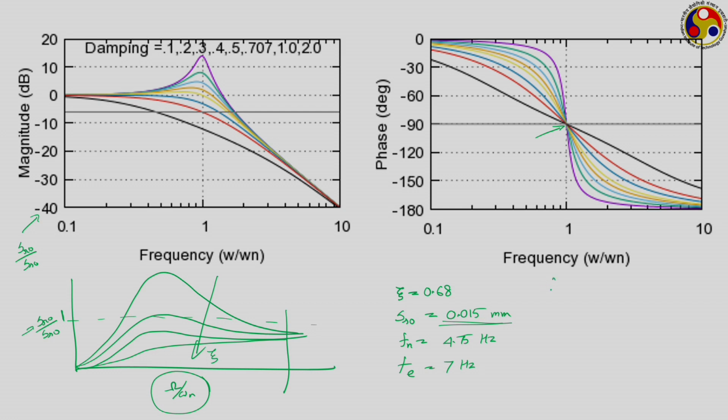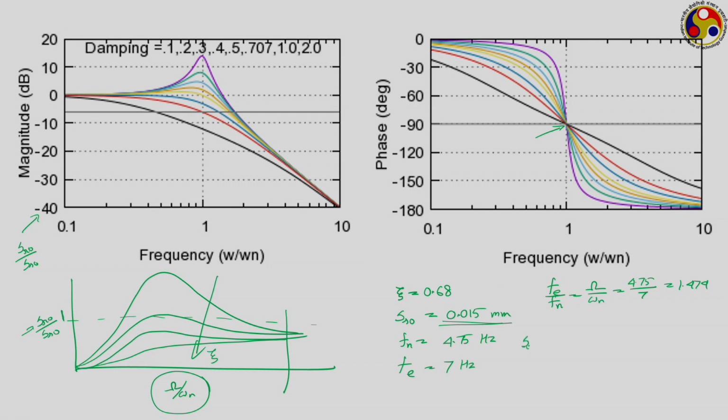So, now what is the frequency ratio here? Here FE upon FN, using a suitable conversion factor, we can take this as omega upon omega n, which is 4.75 by 7. I have pre-calculated the number to be 1.474.